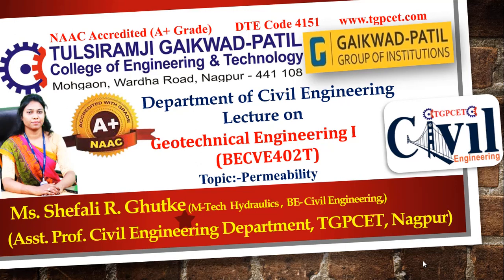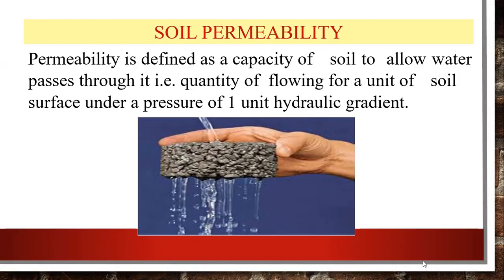In today's class we are going to discuss the permeability of a soil. Soil permeability is defined as the capacity of a soil which allows water to flow through it. That is, the quantity of water flowing through a unit of soil surface under a pressure of 1 unit hydraulic gradient.